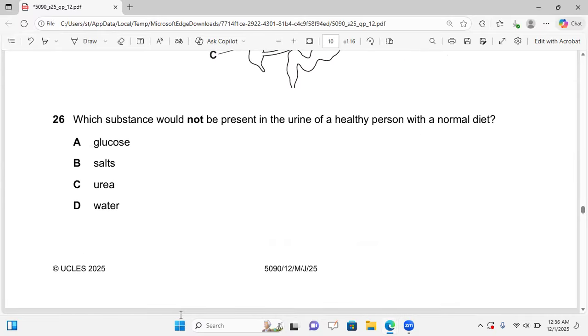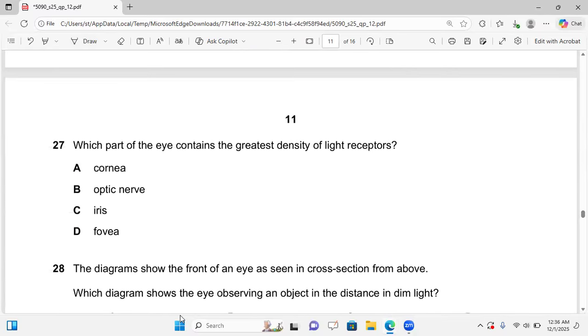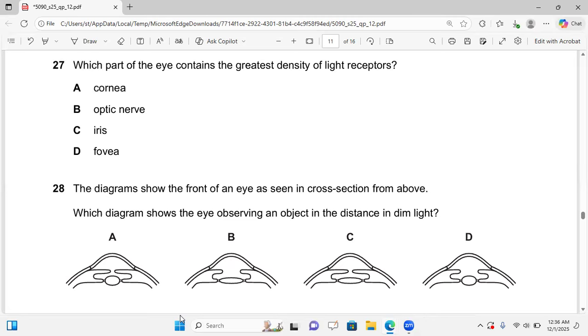Which substance would not be present in the urine of a healthy person with a normal diet? For a normal diet, I will say glucose will not be part of a healthy person's urine. Salt, urea, and water will be present every time, and glucose will not. But a person who is not healthy, a diabetes patient, must have glucose in the urine, and a urine test is done for checking the sugar level, to see whether the person is a patient of diabetes or not.